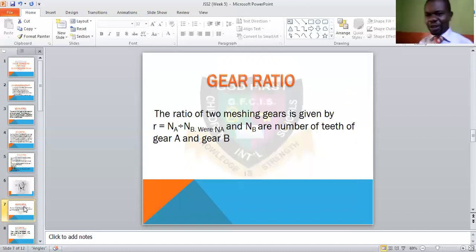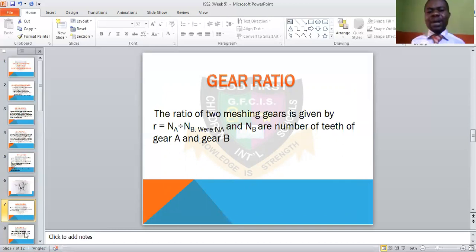Then let us look at gear ratio. The ratio simply means something divided by something. Ratio of 2 machine gears is given by R, that's small letter R, that's NA divided by NB. That's driver divided by driven, or number of teeth of gear A divided by number of teeth of gear B. I come again, number of teeth of gear A. We have dealt with number of teeth and RPM of gear A, and number of teeth and RPM of gear B. Now it's number of teeth of gear A only, divided by number of teeth of gear B only. We are not dealing with RPM here, no speed of rotation. This one is just ratio, NA all over NB.